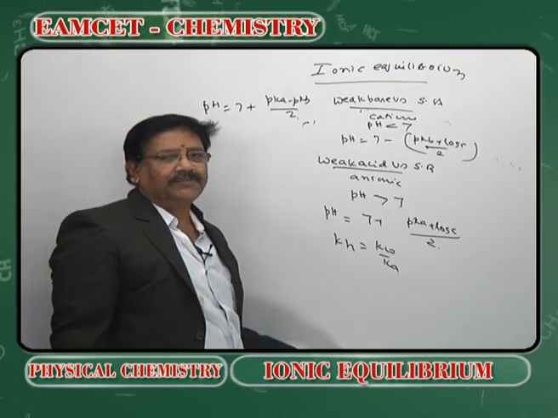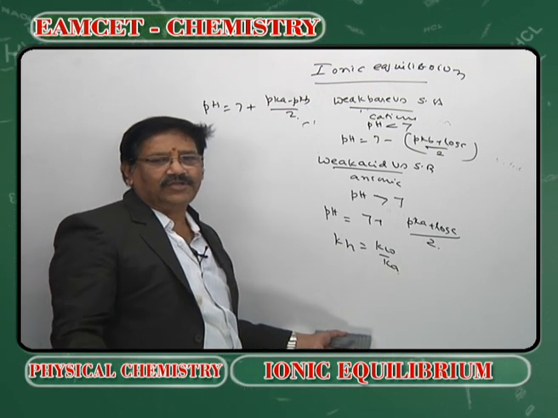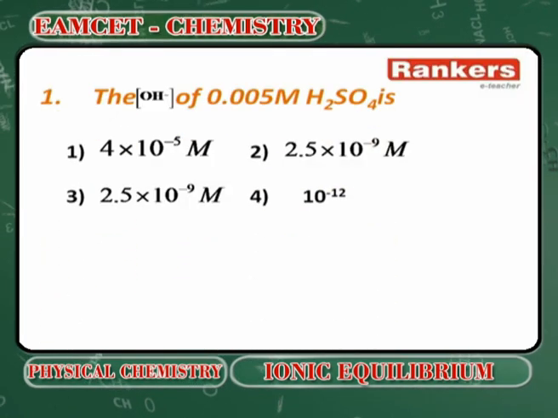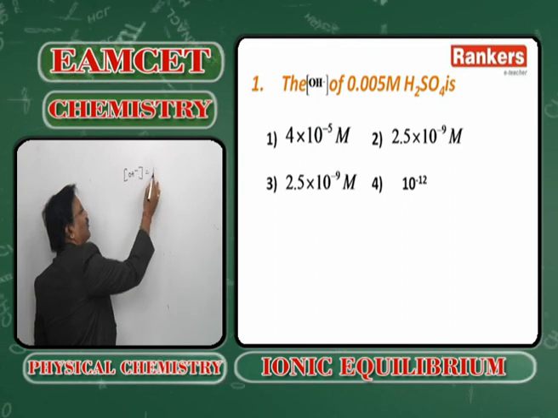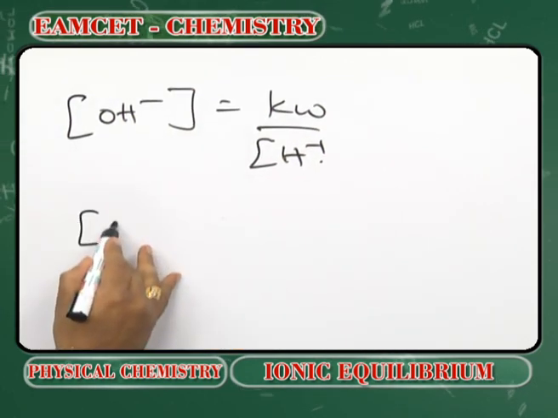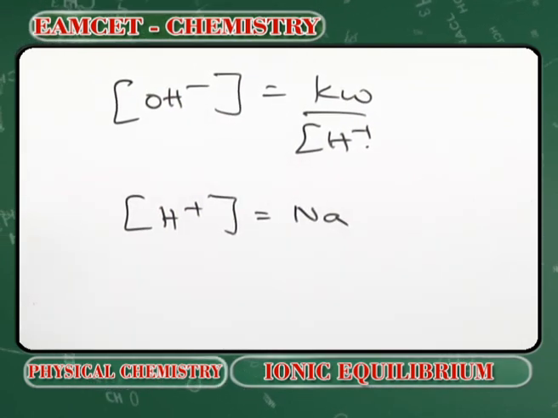So finally, we will come to the solubility product. We can explain the solubility product through the numericals. Now let us go to the numericals. Question number 1. In dilute solutions of acids and bases, how to calculate the OH minus ion concentration? OH minus ion concentration is equal to Kw by H plus ion concentration. In case of strong acids, H plus ion concentration is equal to the normality of the acid.